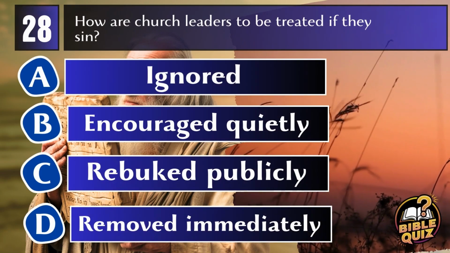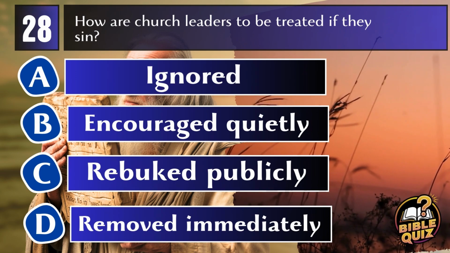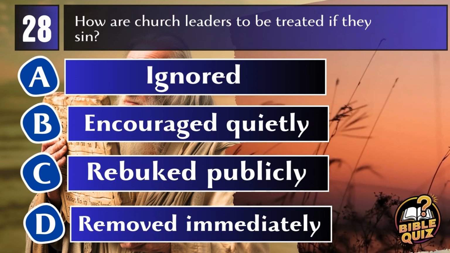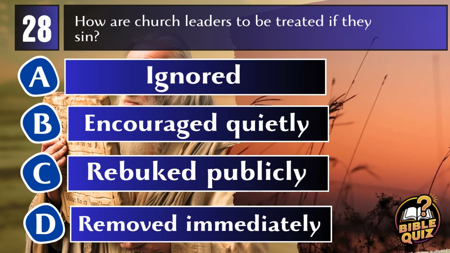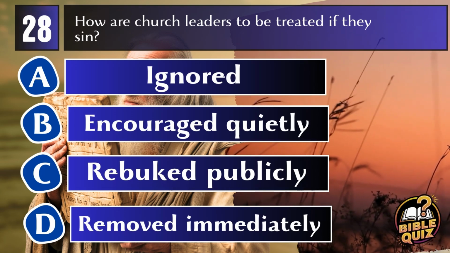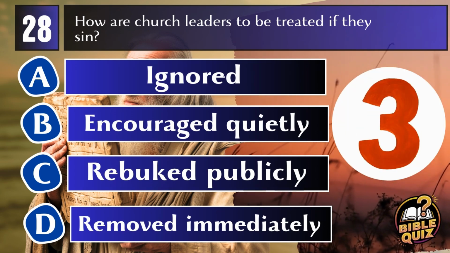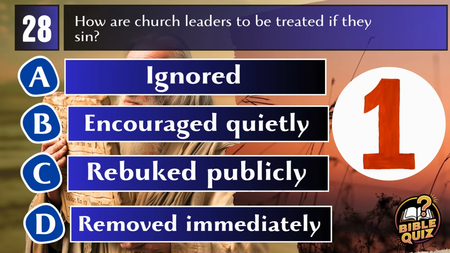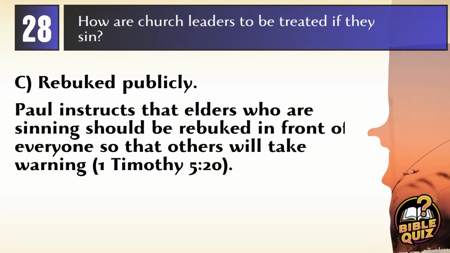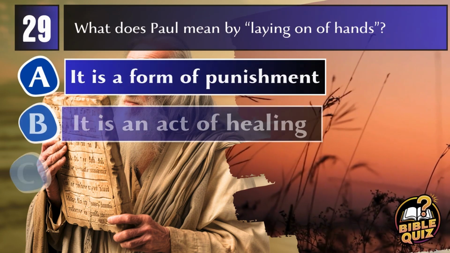Question 28. How are church leaders to be treated if they sin? A. Ignored. B. Encouraged quietly. C. Rebuked publicly. D. Removed immediately. Answer C. Rebuked publicly. Paul directs that those elders who are sinning are to be rebuked before all, so that the rest may stand in fear. 1 Timothy 5:20.